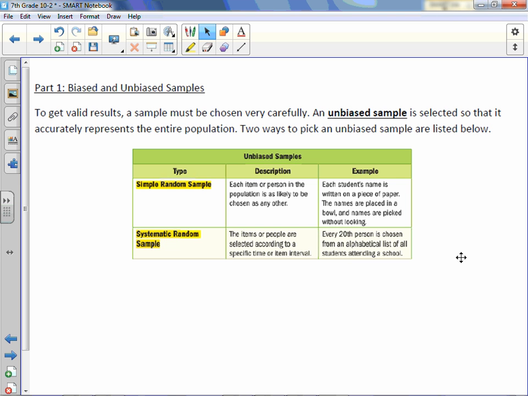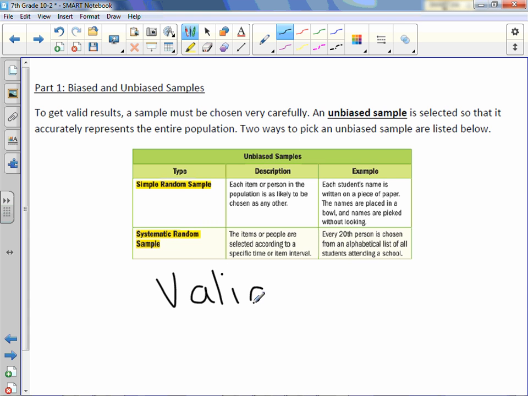Systematic random sampling, the items or people are selected according to a specific time or item interval. So for example, every 20th person is chosen from an alphabetic list of students attending a school. You could survey maybe every 5th person that walks into the school building, or every 12th person that walks into a movie theater. It's systematic. You're asking every so many people. And both of these types of unbiased samplings are valid. So these are valid methods to sample a population.